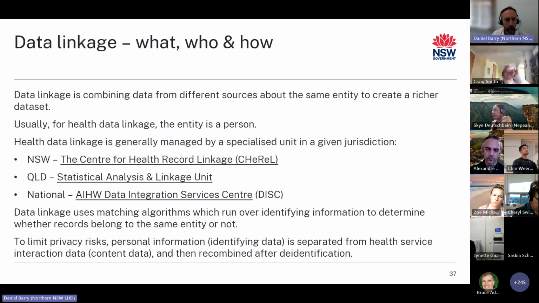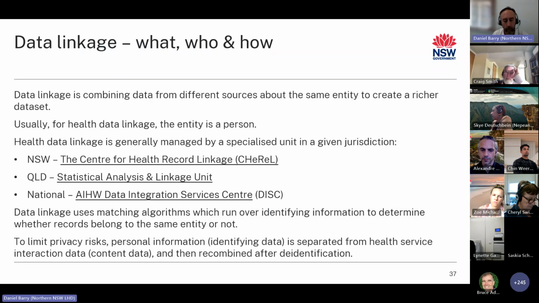Two lines is probably insufficient to describe data linkage, but at the highest level, what data linkage does is use matching algorithms which run over identifying information in order to determine whether records belong to the same entity or not.